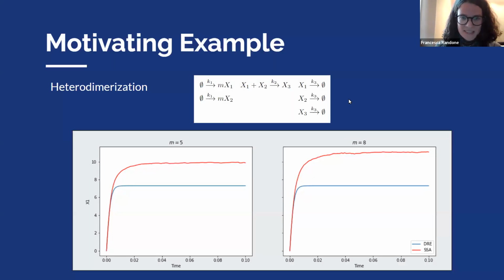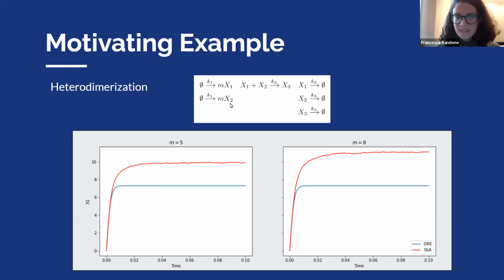Let me start with a motivating example. Here I've chosen a heterodimerization example in which we have two molecules, X1 and X2, and they are produced in bursts of m units. These two molecules can bind together and produce a third molecule, X3, and all three molecules can degrade. And if we try to approximate the average dynamics of this system with a deterministic approximation, you will find the blue lines, which are insensitive to the number of units produced each time the first two reactions fire.